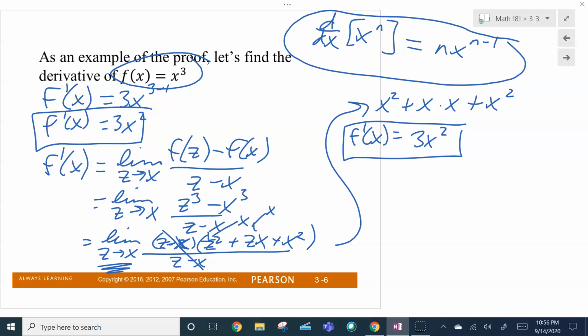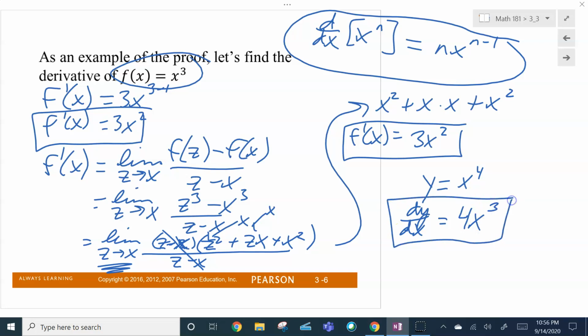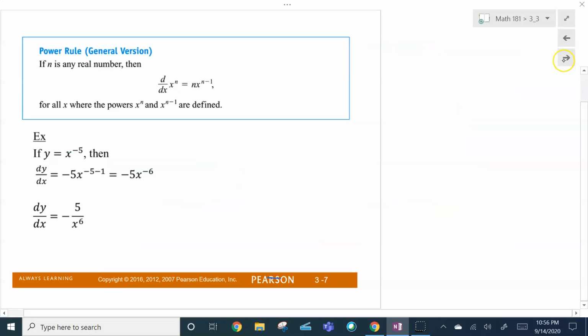For example, if we have y equals x to the fourth, then dy dx, the derivative, is 4x to the 4 minus 1, 4x to the third. We don't have to run that limiting process anymore. If I want to take the second derivative of that, then, oh, you know what? I haven't introduced the constant rule yet, so let me hold off on that.